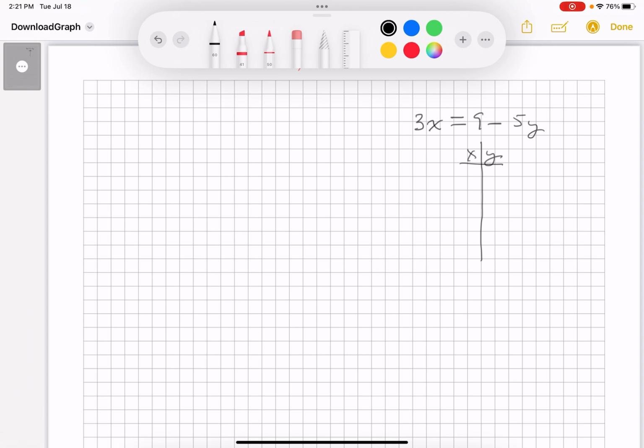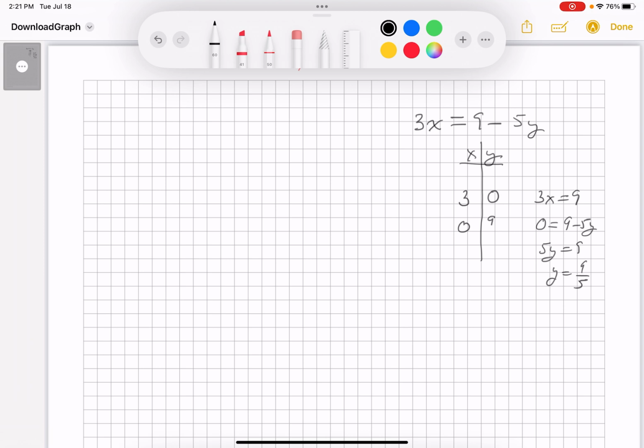So for example, if I select y to be 0, I would get 3x equals 9. That's relatively simple, all right? 3, 0, very, very simple number. If I choose the x to be 0, though, what are you going to get? You're going to get 0 equals 9 minus 5y. And if you solve that equation, you would get 5y equals 9, or y equals 9/5.